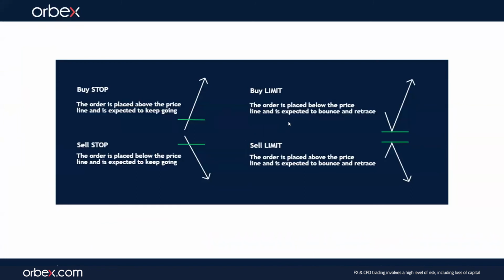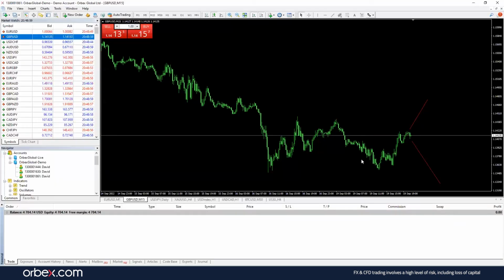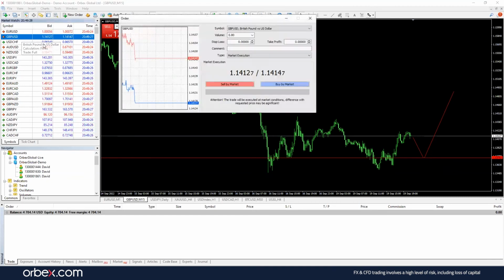So a limit basically works in the opposite way. For a buy limit, the order is placed below the price line and is expected to bounce and retrace. Now, what does that mean? Actually, let's delete these, it's a bit easier. A buy limit is basically, I think the market will start moving lower, get to a certain point, and then start moving higher. But at this certain point, I want my trade to open. So this is a buy limit. A buy limit kind of works in the opposite way of a buy stop. However, you are still hoping that the market will move higher.